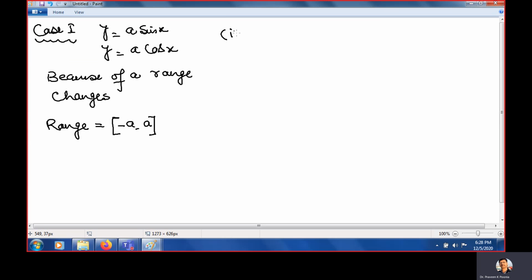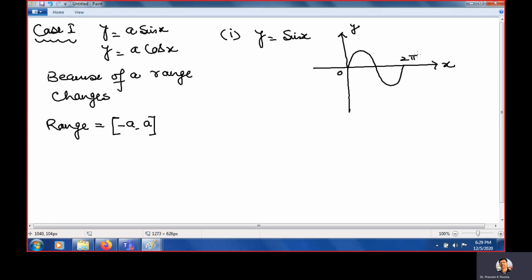So we are taking the three graphs. Y is equal to sin x. Y is equal to sin x means this is x-axis. This is y. Graph will start here and it will go here. This is 0. This is 2 pi. And because we are talking about range, this is 1 and this is minus 1.